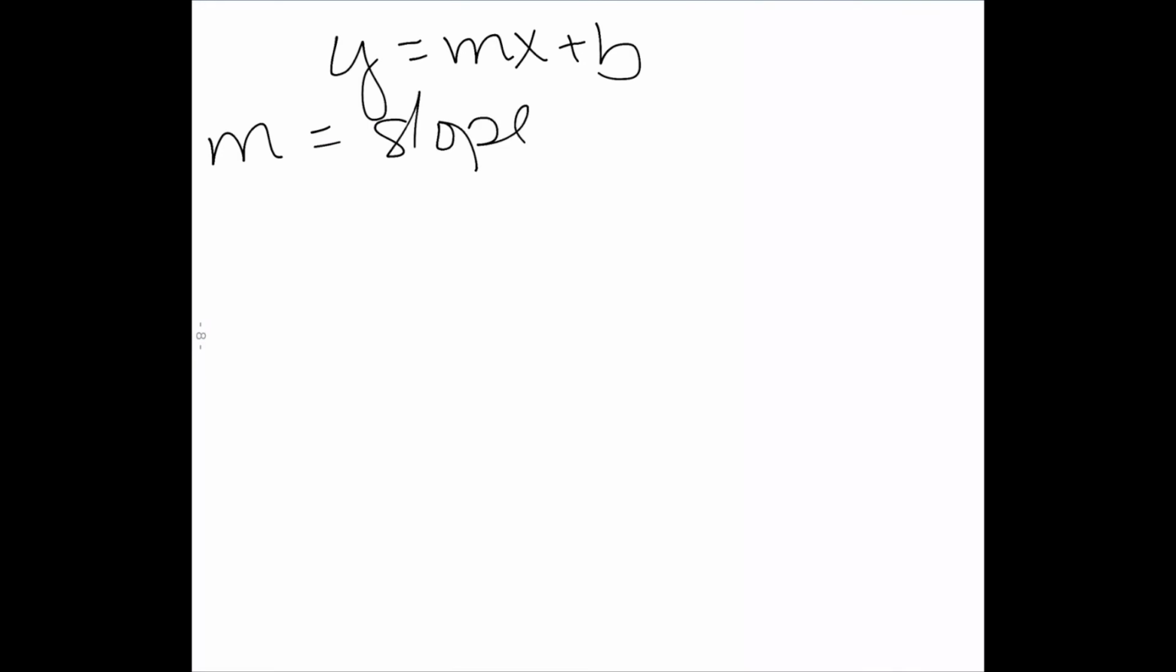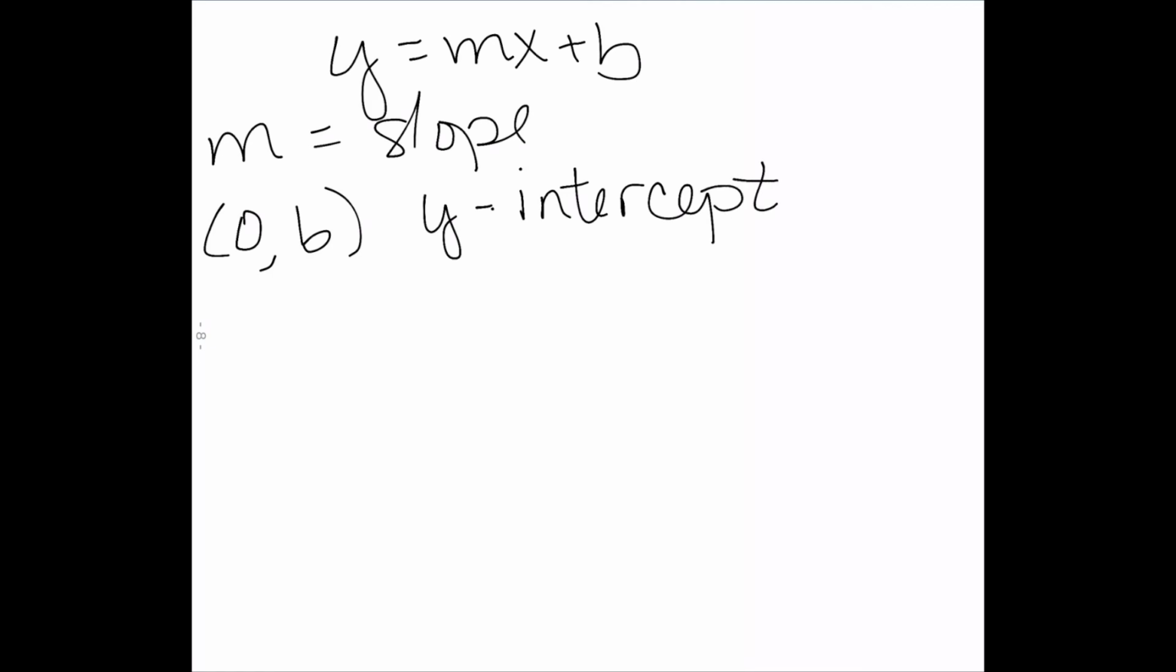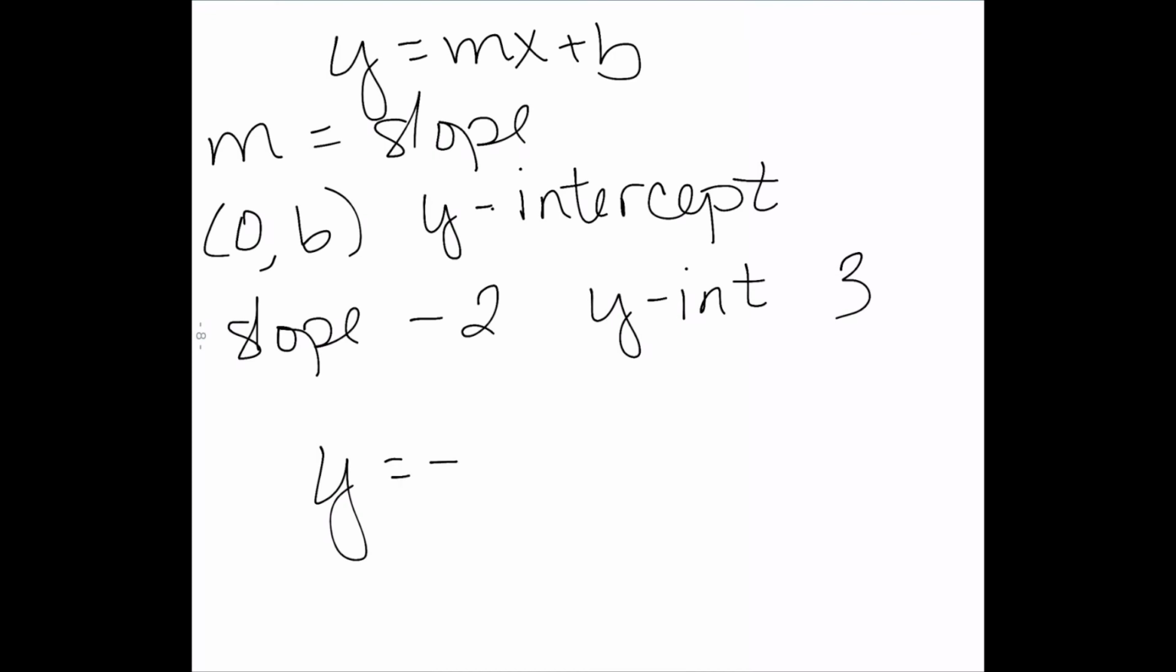The other form of a line that we have is called slope-intercept form. And it's this: y equal to mx plus b. So m is the slope, and the point 0, b is the y-intercept. As an example, if we know that a line has a slope of -2 and a y-intercept of 3, I can write the equation as y equal to slope times x plus the y-intercept, y equal to -2x plus 3.